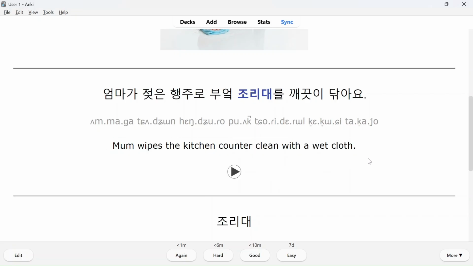Underneath that, we have the English translation sentence, and finally audio. 엄마가 젖은 행주로 부엌 조리대를 깨끗이 닦아요. So that was the first area, the sentence area.